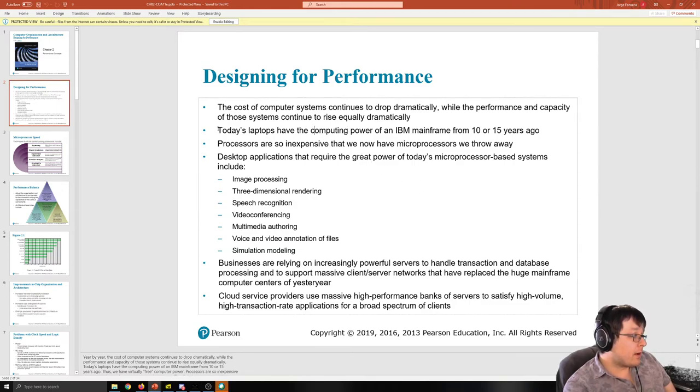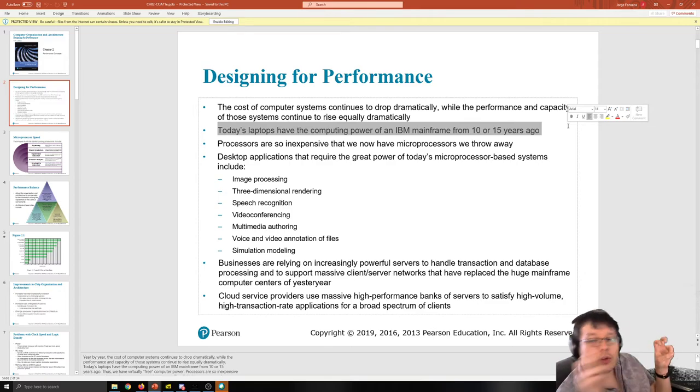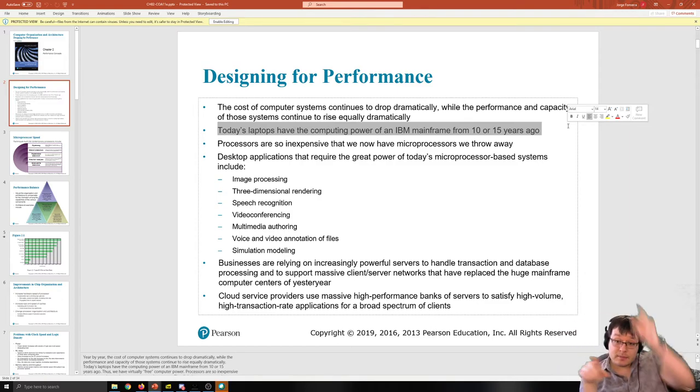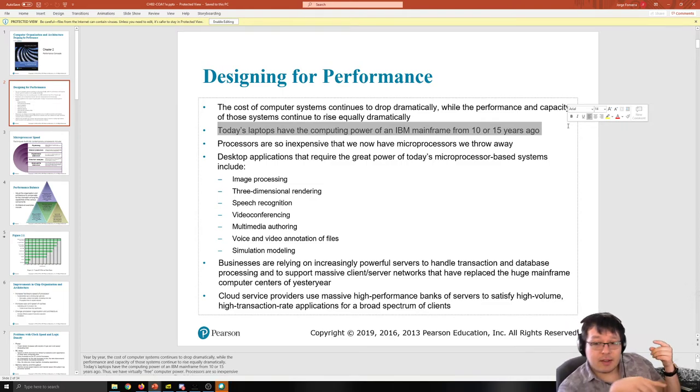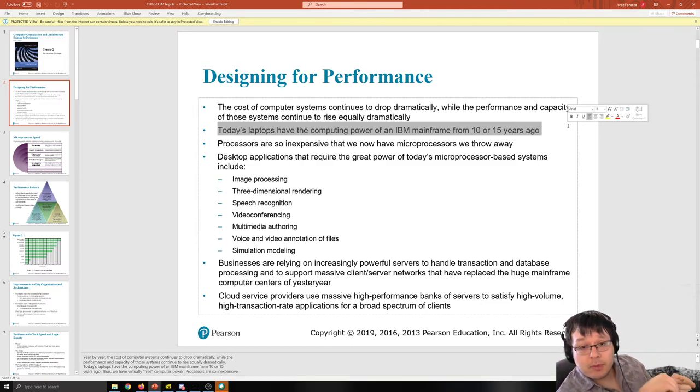This is a very, very important understatement that a laptop, and I think we can actually replace the word laptop there with smartphone nowadays, has the computing power that an IBM mainframe, like a mini supercomputer, had 10 to 15 years ago. In fact, if you have a nice GPU, like a 1080 Ti, that amount of floating point calculations would rival a supercomputer from a couple of years ago.